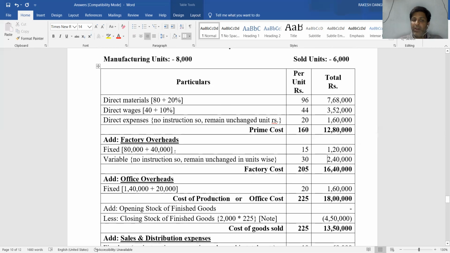Now this factory overhead expense, we have to add into prime cost. So we get a total factory cost or work cost of rupees 205 unit wise and 16,40,000 in total amount.